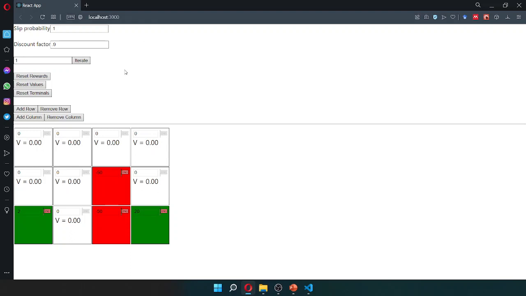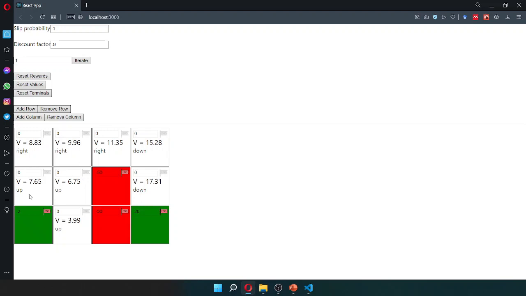Okay, so now let's try to calculate the values with a 0.9, 0.1 slip probability. Iterate. Okay, all right. So the values didn't change anymore, right? So it looks like the solution to this MDP, or this problem, is to go to the reward that has the value of 20. Okay, to the goal state of 20.